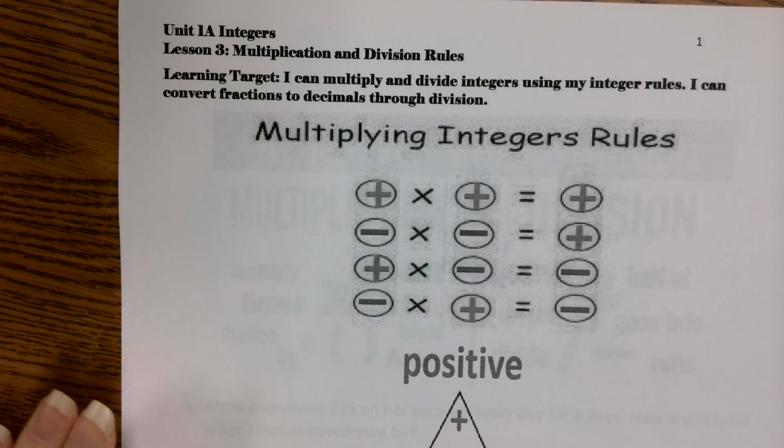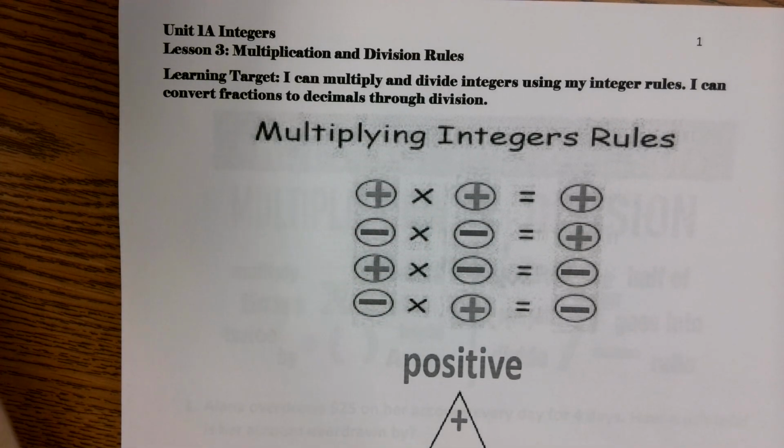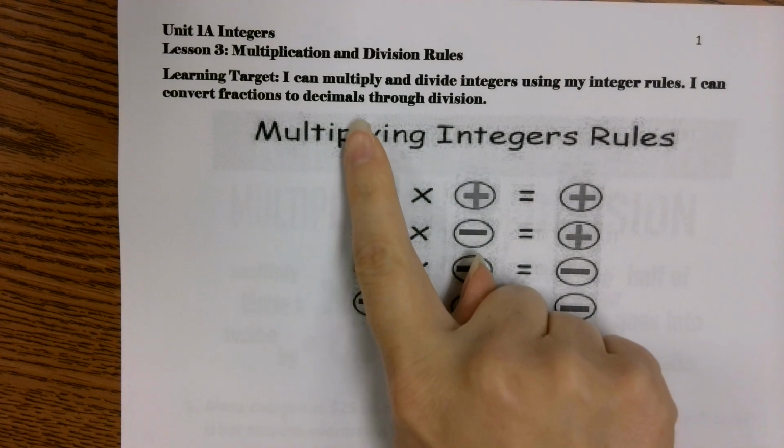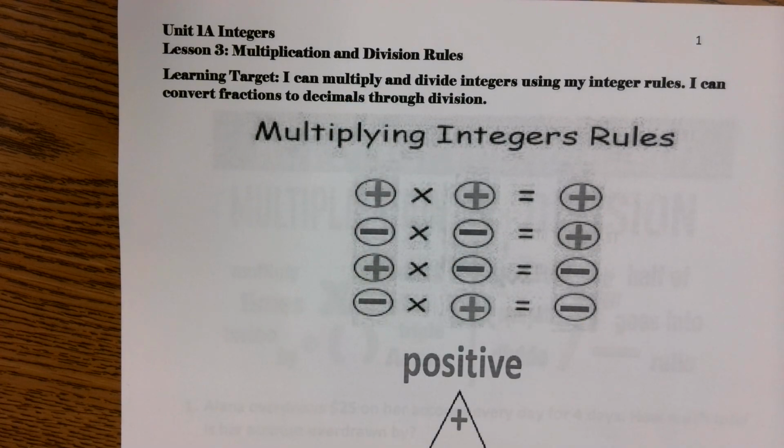Okay, so what we're covering for today, we are going to be discussing multiplication and division rules. We've already gone over our addition and subtraction. We're going into our multiplication and division real quickly. Today, our learning statement is that you can multiply and divide integers using integer rules. I can convert fractions to decimals through division.